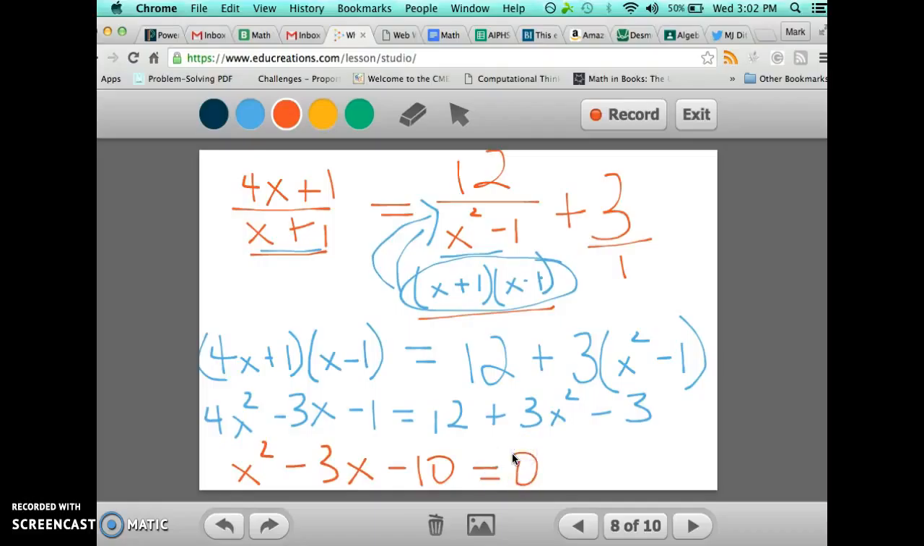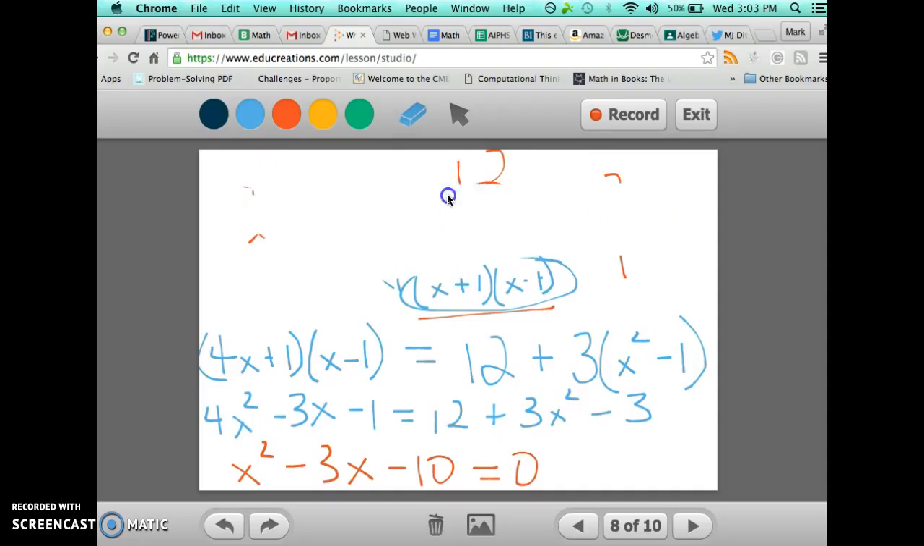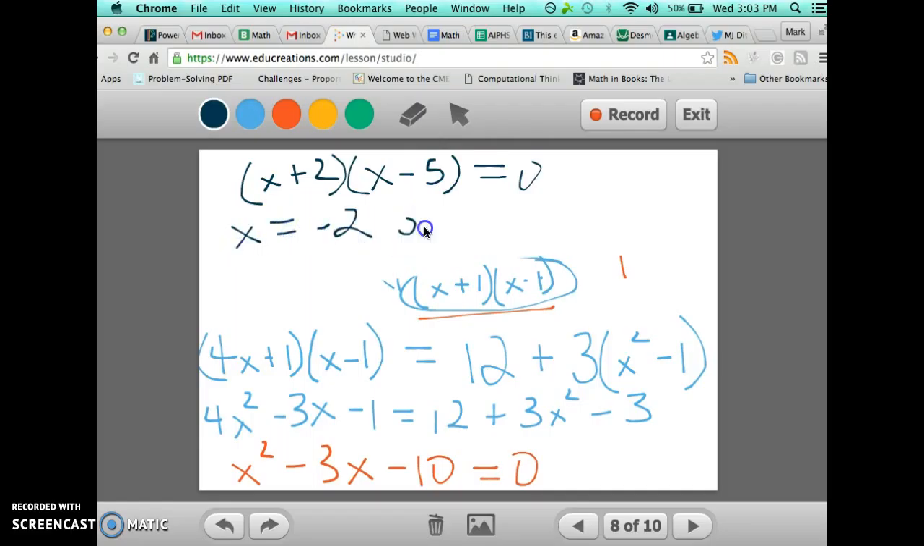If x squared minus 3x minus 10 equals 0, I'm going to erase on the top to make some space. What are we going to do next? If you said factor, that's correct. So x squared minus 3x minus 10, that's x plus 2 times x minus 5, right? Equals 0. So x equals -2 or 5.